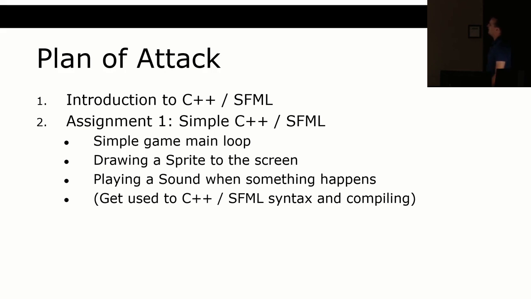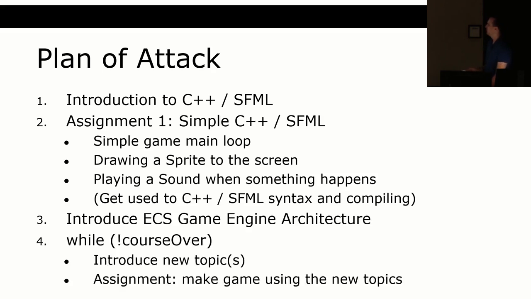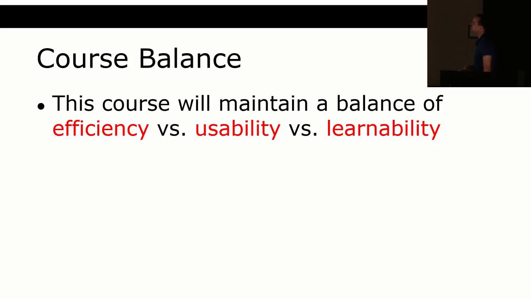So the plan is to introduce C++ and SFML, have one intro assignment on that, then we'll introduce ECS game engine architecture, so there'll be no ECS in the first assignment. And while the course is on, we introduce 4 or 5 new topics. Then we have an assignment where we make a game with those 4 or 5 new topics. Then 4 or 5 new topics, make a new game engine, or update the game engine with those 4 or 5 new things in it.